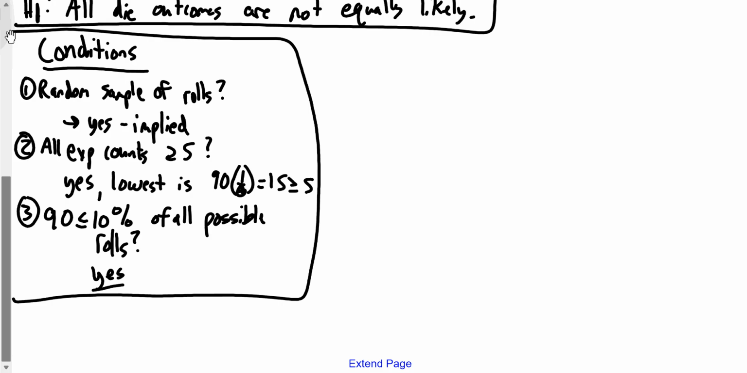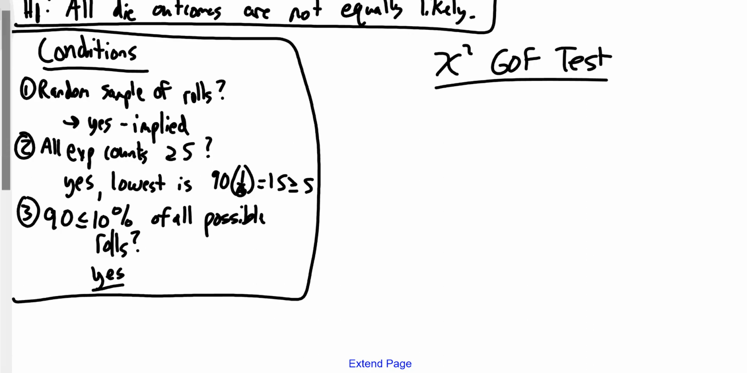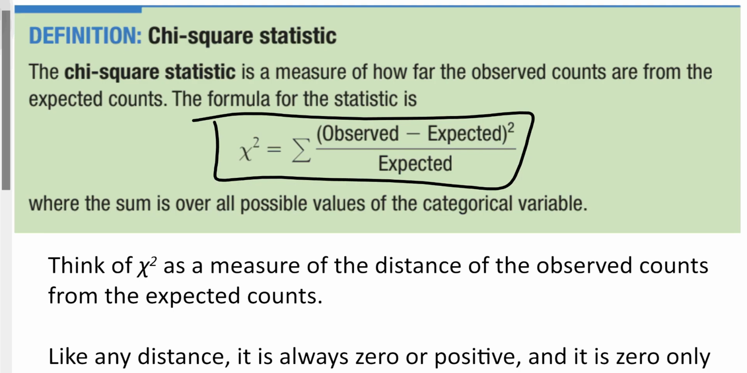Now we need to get into this. It's called a chi-square goodness of fit test. You can abbreviate it GOF test. All right. Now the actual formula, which I'm going to show here, looks like this. The chi-square statistic is a measure of how far the observed counts are away from the expected. So we're trying to see if it's close enough where maybe it is fair and it's just a little bit of sampling variability, or not.